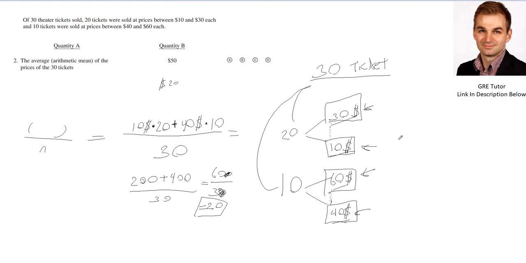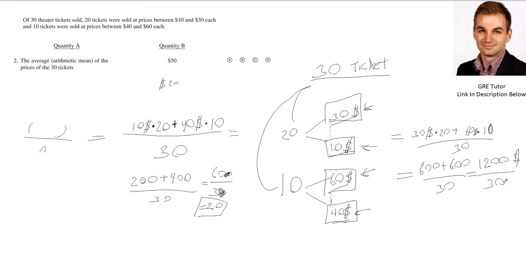Alright, so we set up our average. I'll set it up over here this time. And this is going to be equal to $30 times 20 plus 10 right here, times $60. All of that over the number of tickets sold, which is, again, 30. So if we do that, we get 30 in the bottom still. 30 times 20 is 600. 60 times 10 is, again, 600. So this is going to be equal to $1,200 for 30. $1,200 total, and for 30 tickets.